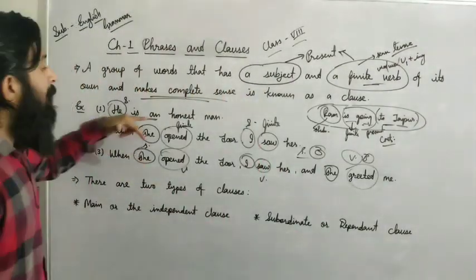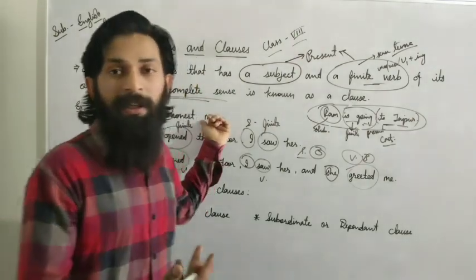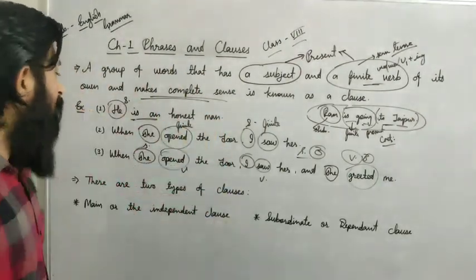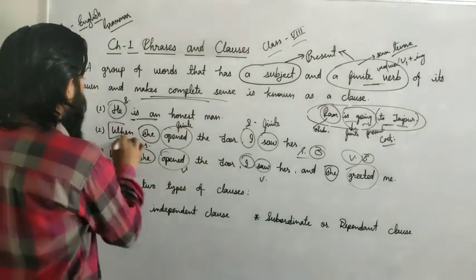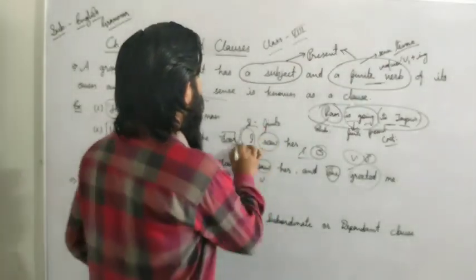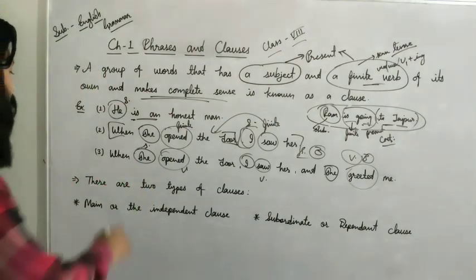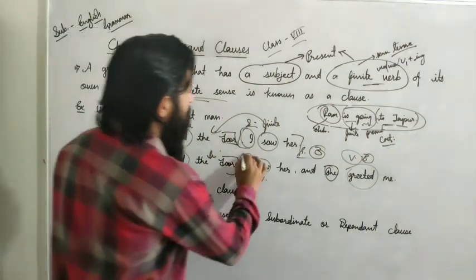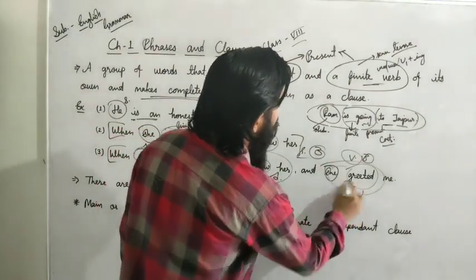Like, he is an honest man. It is an independent clause because it does not depend on anyone else. If we talk about subordinate clause, then we can say that when she opened the door, this is independent. I saw her, it is dependent on this one only. In the third sentence, when she opened the door, independent. I saw her, dependent. And she greeted me, dependent.